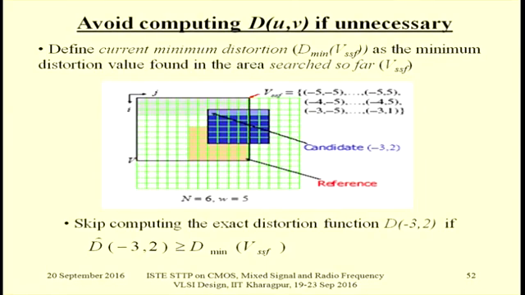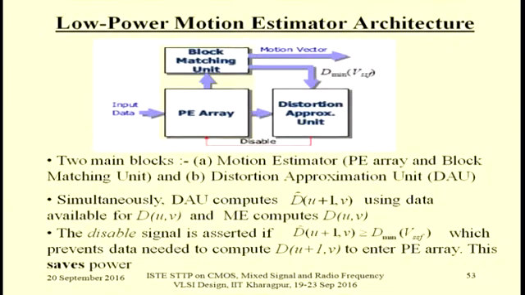So if we add only this 6 pixels sum to the previous pre-calculated value, and this partial estimate is greater than or equal to the minimum value, we can skip the calculation of the entire block. So here low power is obtained by doing away with the unnecessary calculation.